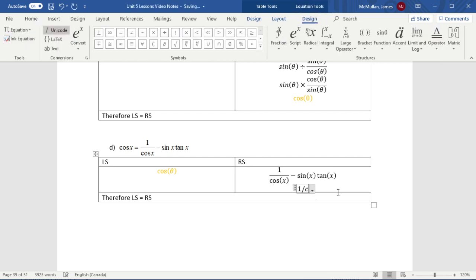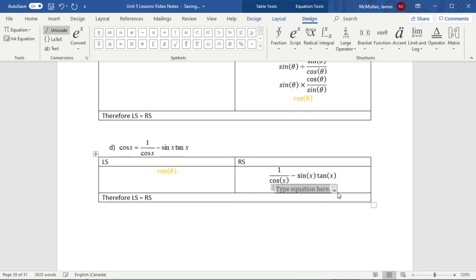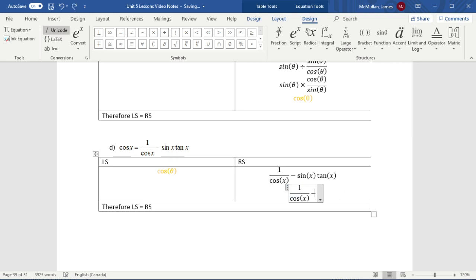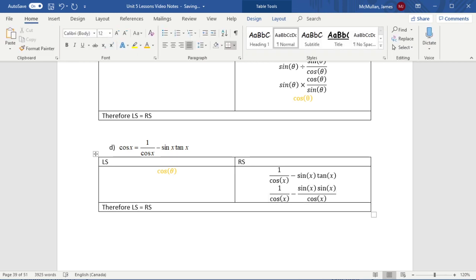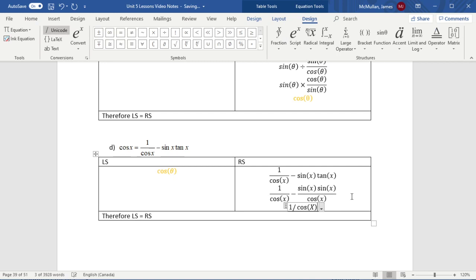Let's keep 1 over cos x. We could replace that with secant x, but often that's not useful. 1 over cos x minus sine x. Let's replace tan with sine x over cos x. Now, so far, this doesn't look too promising as far as helping us get cos x, right? But let's keep going and see what we can do.